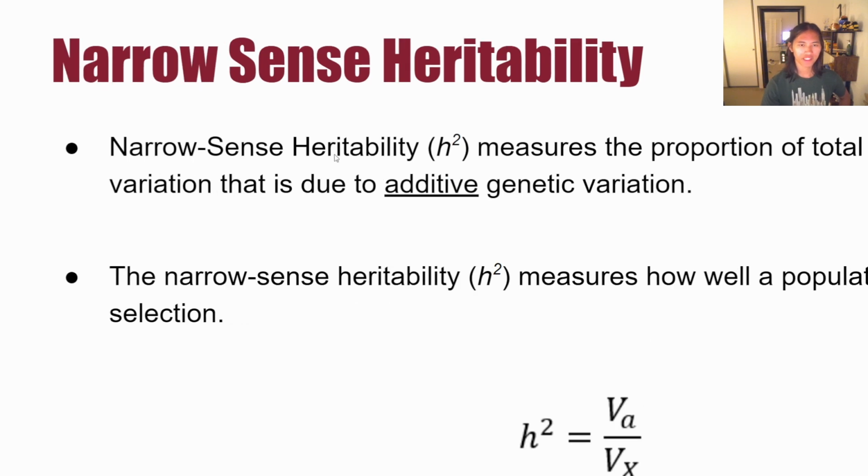Narrow sense heritability measures the proportion of total phenotypic variation due to the additive genetic variation. So this time we're going to be dividing the additive genetic variation by the total phenotypic variation below. This will measure how well a population will respond to selection.